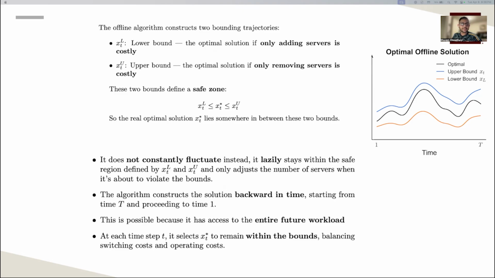Basically, it calculates backwards in time, so it already knows the ideal. It already has the global picture, and it does not constantly fluctuate. It's lazy. It only fluctuates if it's required, if the optimal solution crosses the boundary.